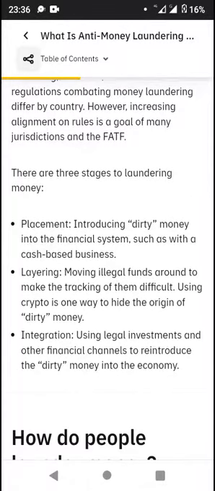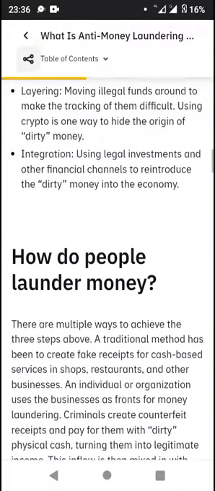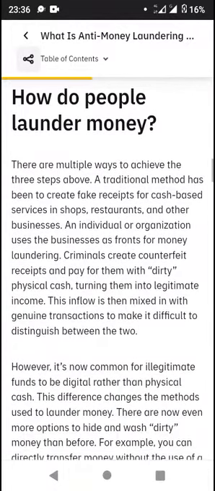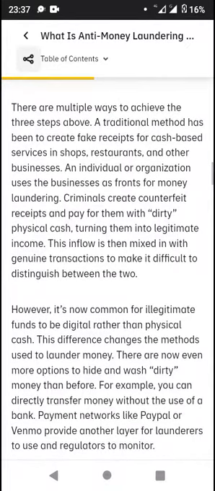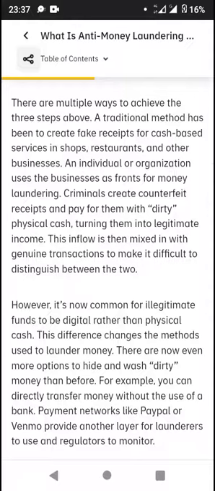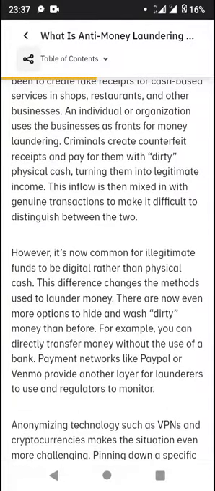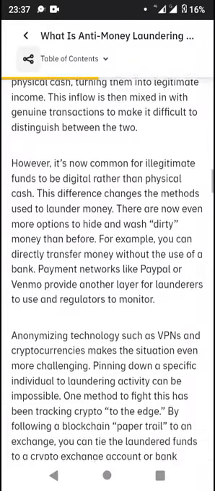There are three stages to laundering money: placement, layering, and integration. These are the major concepts. So how do people launder money? The traditional method has been to create fake receipts for cash-based goods and services in shops, restaurants, and other businesses. Criminals create counterfeit receipts and pay for them with dirty physical cash, turning it into legitimate income. This inflow is then mixed in with genuine transactions to make it difficult to distinguish between both.